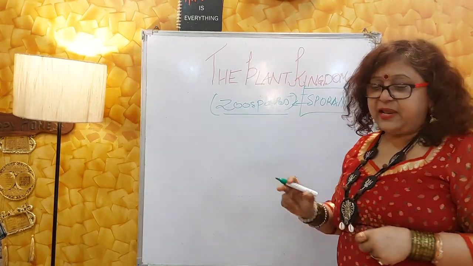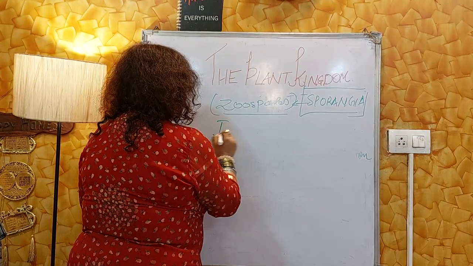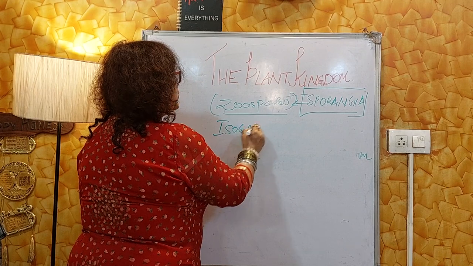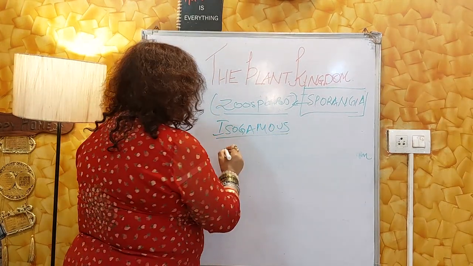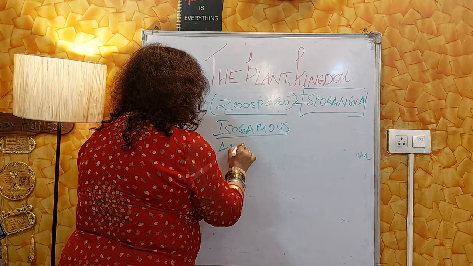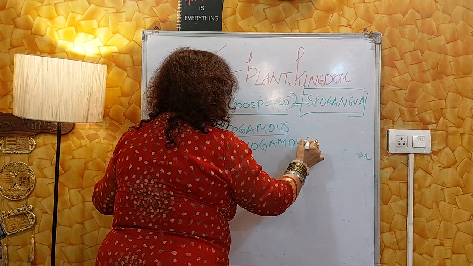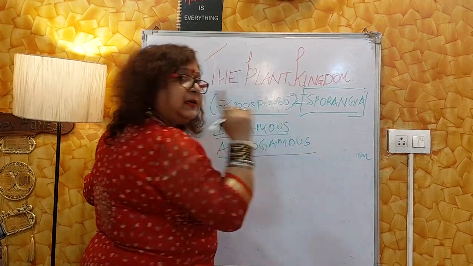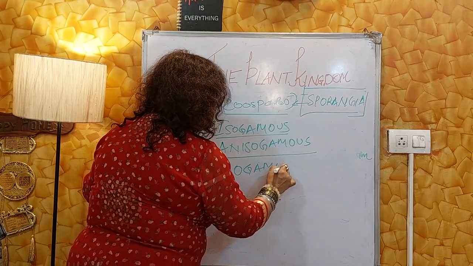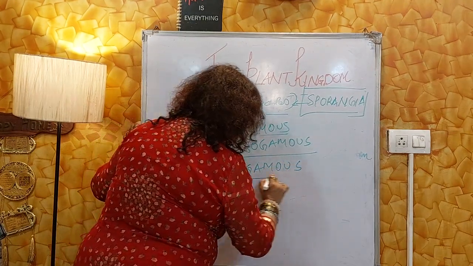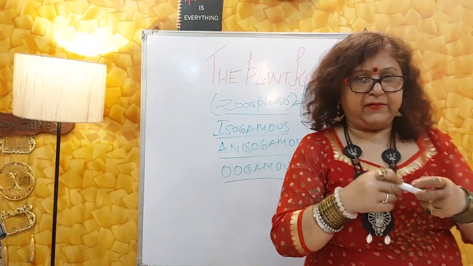The three important keywords of sexual mode of reproduction are, first one, isogamous. Second is anisogamous. Third one is oogamous. Three modes of reproduction. You should underline the keywords over here, right?